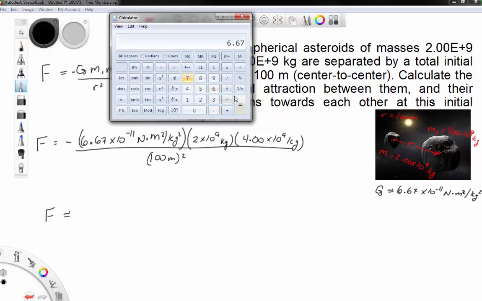So we have 6.67 times 10 to the minus 11. The way you enter that, by the way, is you put in the 11, you make it a minus 11, and then you hit 10 to the x. So now we've entered the first number.